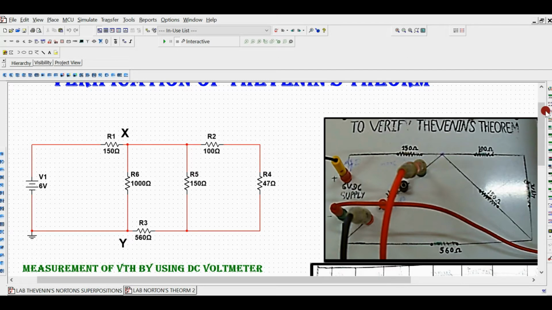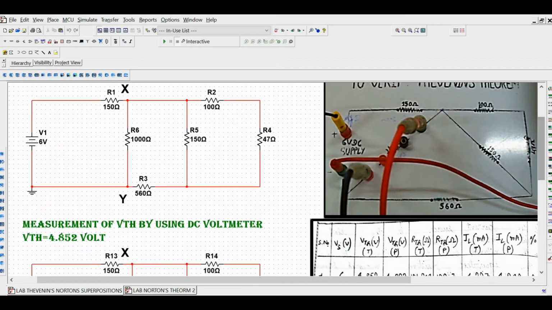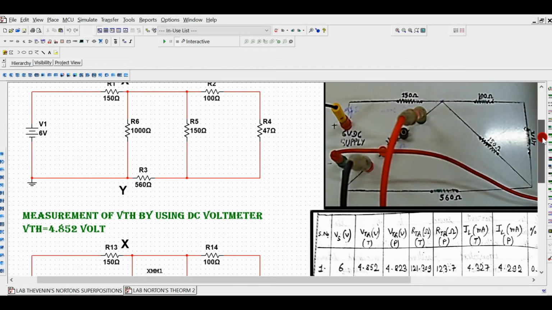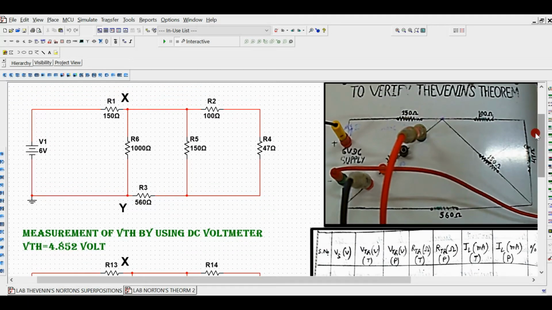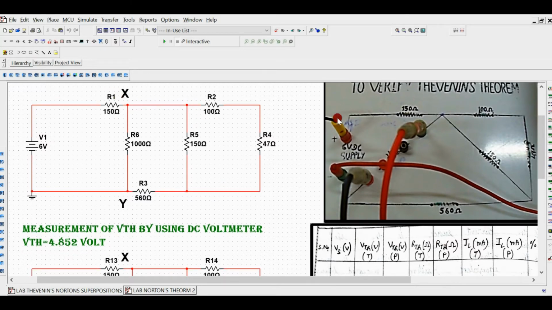So guys, there are some steps of solving Thevenin's theorem. First, we will calculate VTH. I have already calculated VTH. I have solved this numerical and calculated VTH.